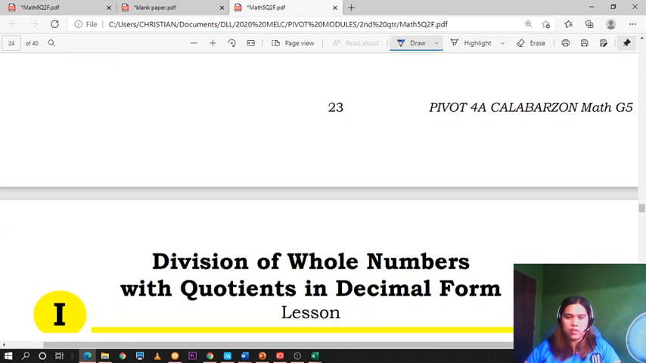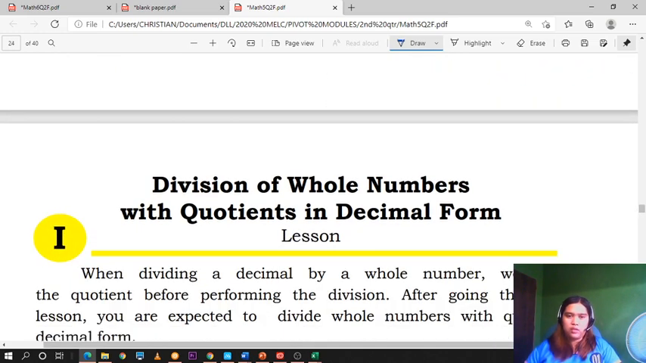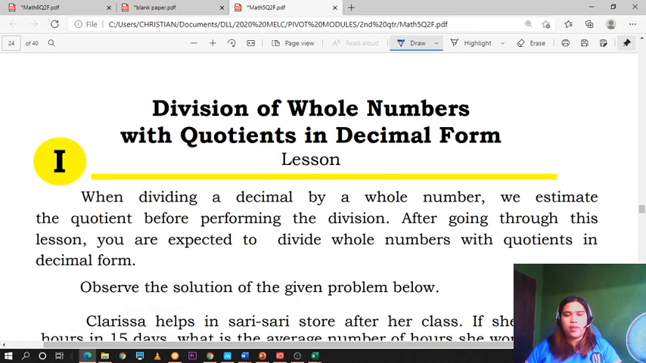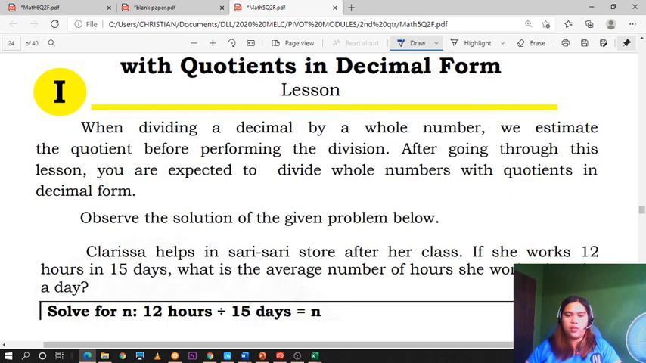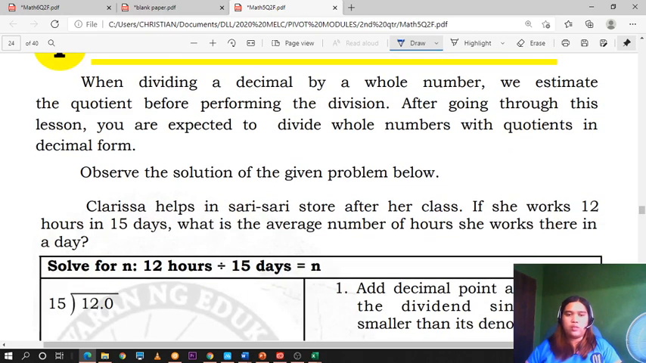So, now, we will proceed to the next lesson, which is division of whole numbers with quotients in decimal form. So, when dividing a decimal by a whole number, we estimate the quotient before performing the division. So, after going through this lesson, you are expected to divide whole numbers with quotients in decimal form. So, let us look at this problem.